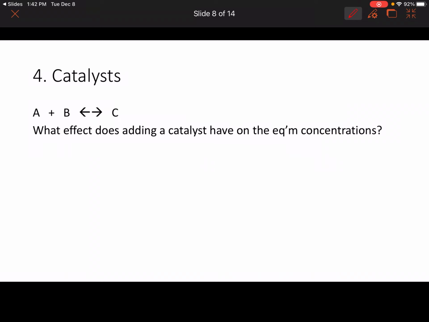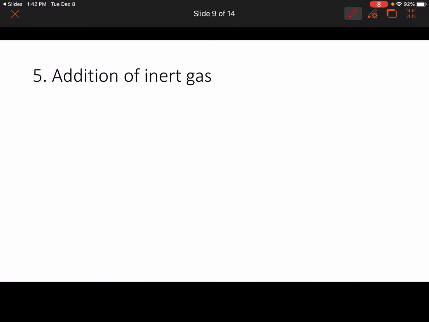Now, number 4 is catalysts. So A plus B is in equilibrium with C. What effect does a catalyst have on the equilibrium concentrations? Reminder, what does a catalyst do? A catalyst is going to speed up a reaction, right? So what effect will it have on equilibrium? None. It's a trick. There's no stress here. It just speeds up the rate, so there's not going to be a shift in equilibrium. It's just going to make everything happen faster. Number 5 is the addition of an inert gas.